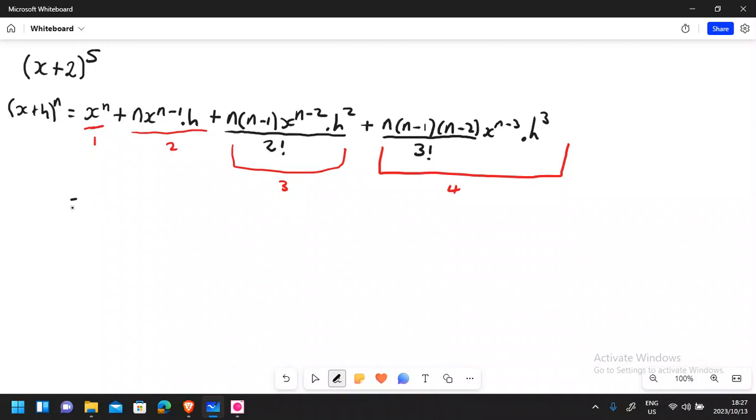If we continue like that, we know that x is x, but what is n? n is 5, so we are good. Plus, and then what is our n this time around? It's going to be 5, and then we know that we have x, then n, which is 5 minus 1, and then multiply by our h. What is our h? It's 2. And remember, these are not factorial, guys. This is just term number 2.